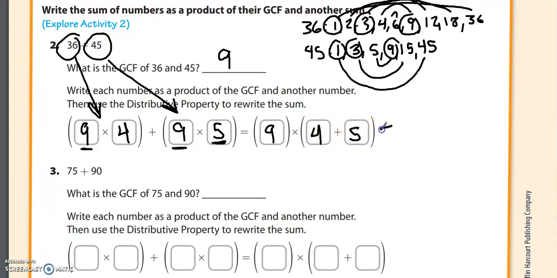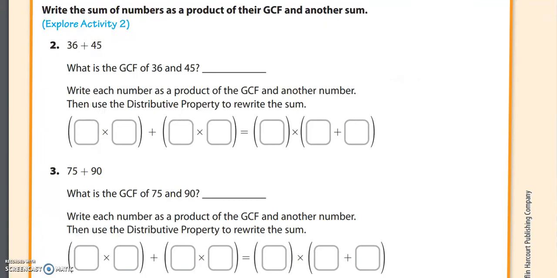If they gave us one more set of bubbles, it would be 9 times 9. 9 times 9 is 81. And we could check, 36 plus 45 is also 81. All right, let's go ahead and try the next one.